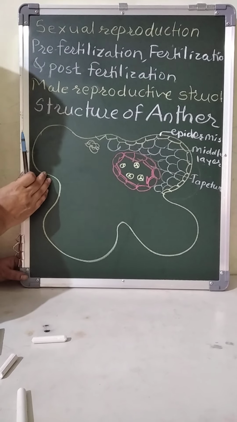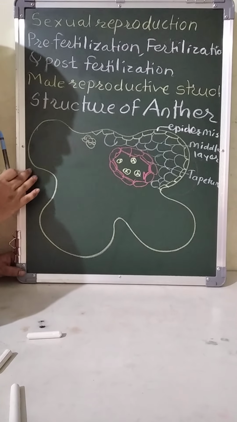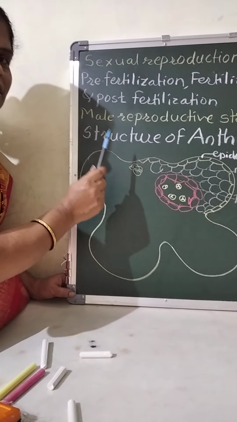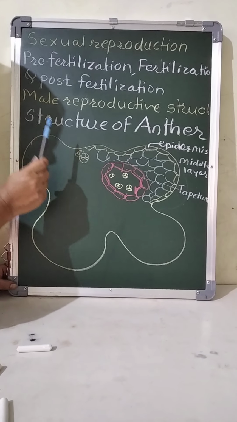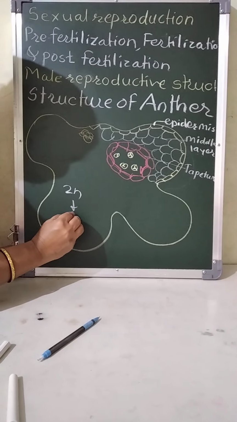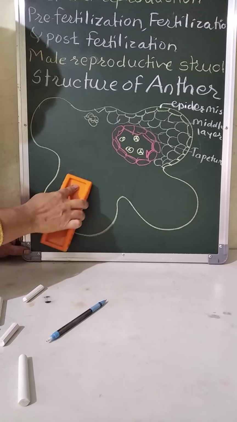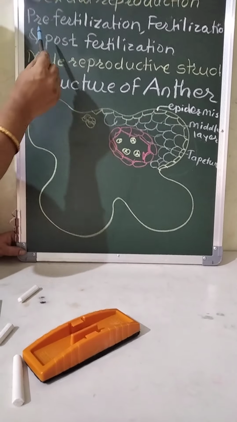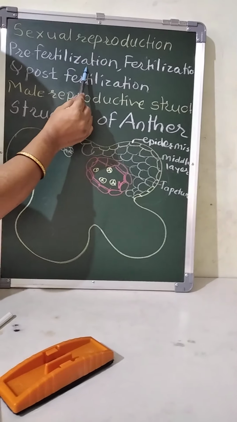We have already seen that, that is meiosis and mitosis. When gamete formation takes place, there is a meiosis type of cell division. That means the chromosome number becomes half, that is 2n reduces to n number. This meiosis takes place during male and female gamete formation. This process takes place during pre-fertilization.